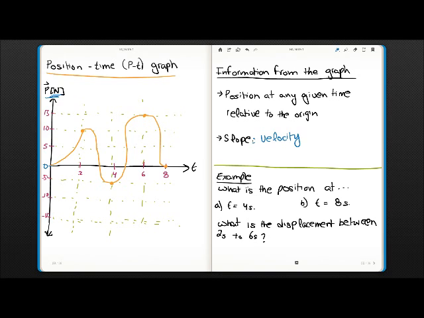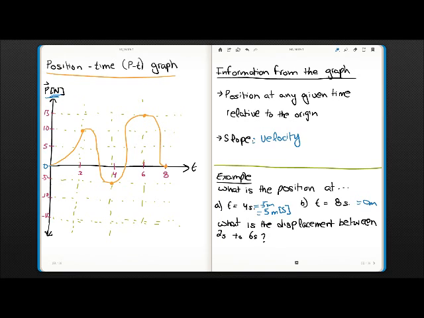So the first example is, what is the position at t equals 4 seconds? So the position is, it's very badly drawn, but in here it's minus 5 meters. Therefore, you can either write down minus 5, or the more appropriate way would be 5 meters, and in brackets s for south. So the second question is, what is the position at 8 seconds? And it's pretty much 0, therefore 0 meters.